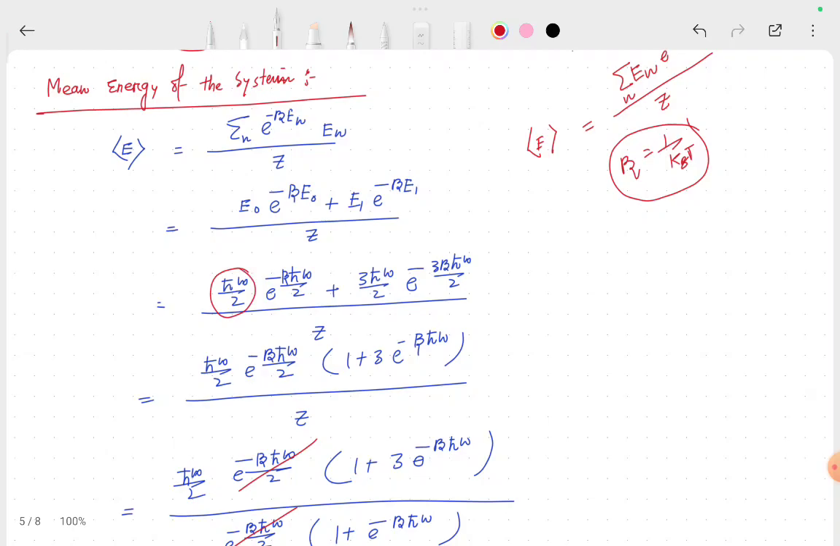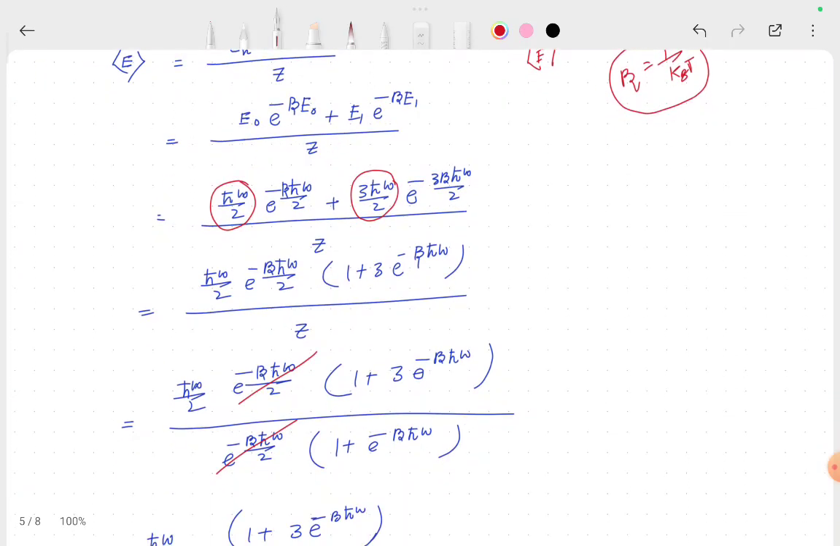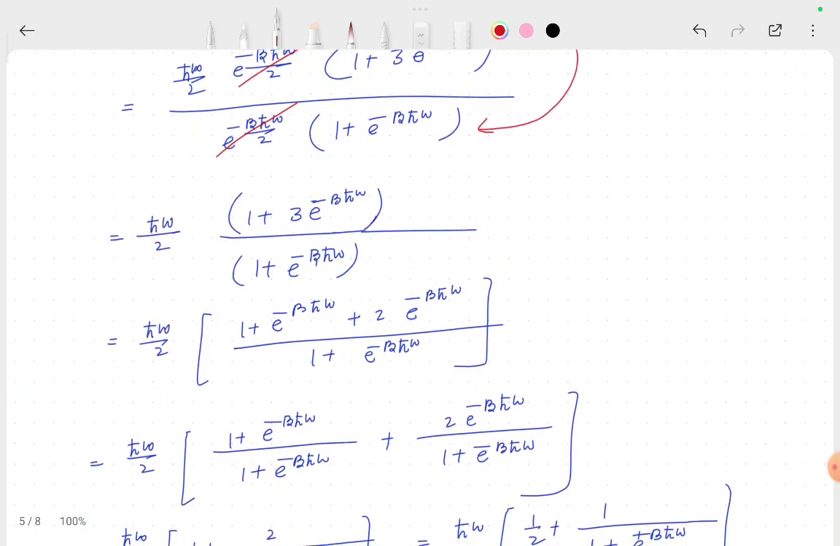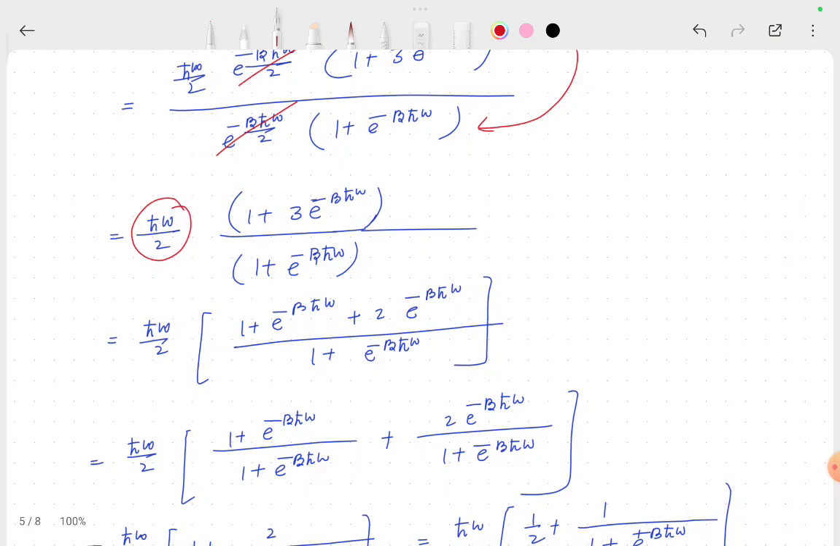Let's substitute the values of e0 and e1, and then we take a common h cut omega upon 2 and e to the power minus beta h cut omega upon 2. So this equals 1 plus 3 e to the power minus beta h cut omega upon Z. Okay, let's substitute the value of this partition function here, and then e to the power minus beta h cut omega upon 2 and e to the power minus beta h cut omega upon 2 cancel each other. So finally we get h cut omega upon 2 times (1 plus 3 e to the power minus beta h cut omega) upon (1 plus e to the power minus beta h cut omega).